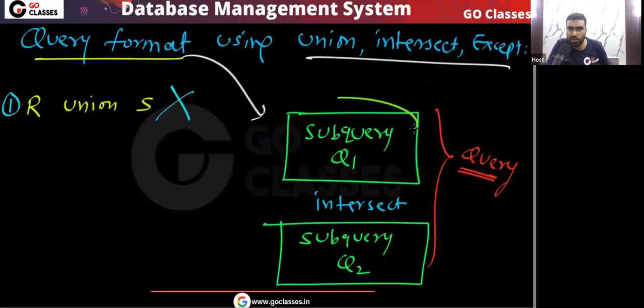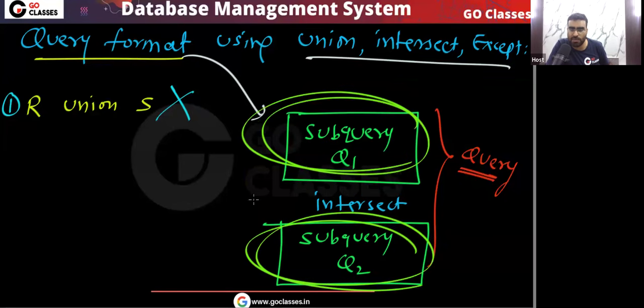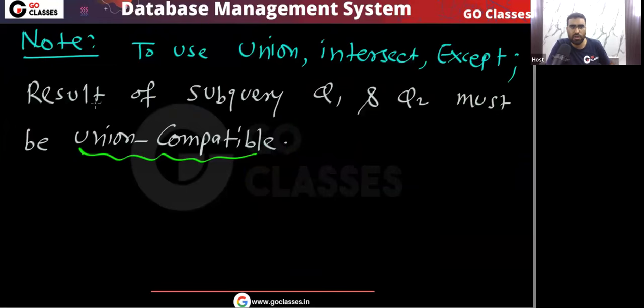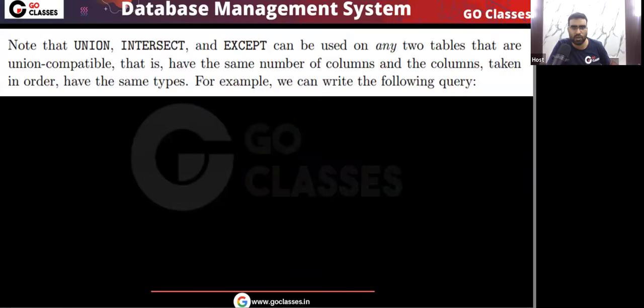And also, let me tell you about the result of this subquery. The results of these two subqueries must be union compatible. To use these keywords, the results of subquery q1 and q2 must be union compatible. Very simple. So you can apply them on any two tables which are union compatible, meaning the number of attributes must be the same and the columns taken in the order must have the same domain. I hope this point is clear.